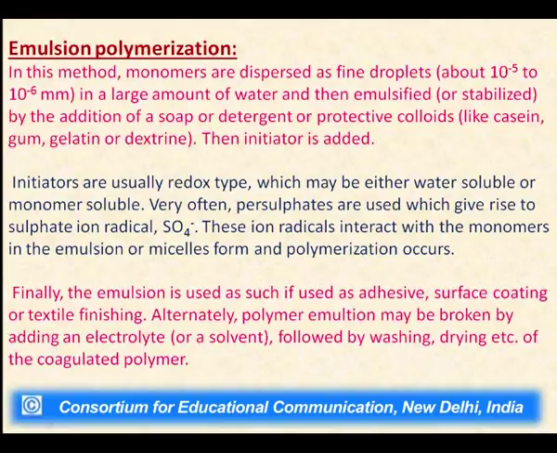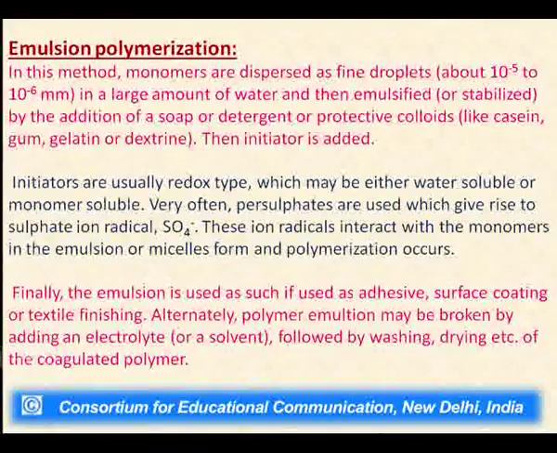And after adding this monomer and the emulsifier, the initiator is added in the third step. These initiators are usually of redox type, which may be either water soluble or monomer soluble. Very often persulfates are used, which give rise to sulfate ion radicals. These ion radicals interact with the monomers in the emulsion or micelle form, and the polymerization finally occurs.